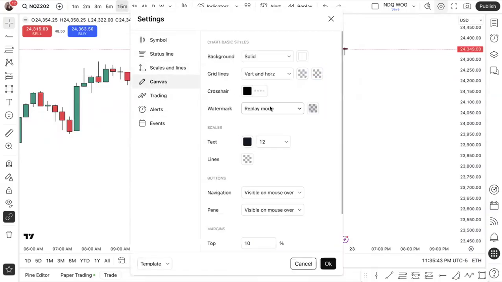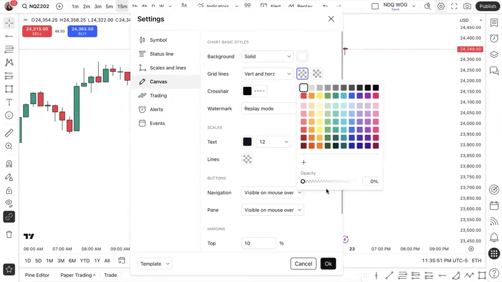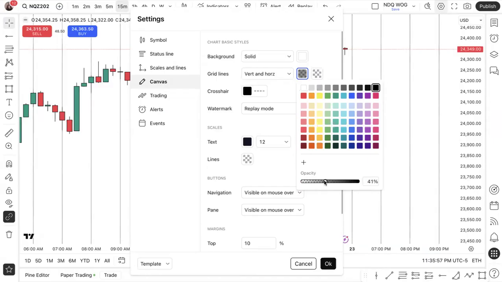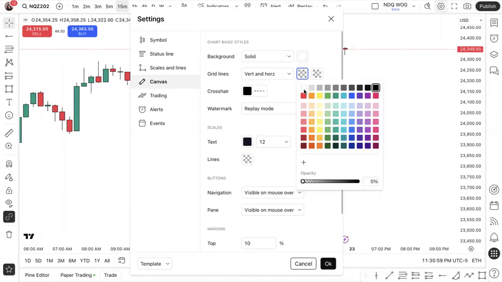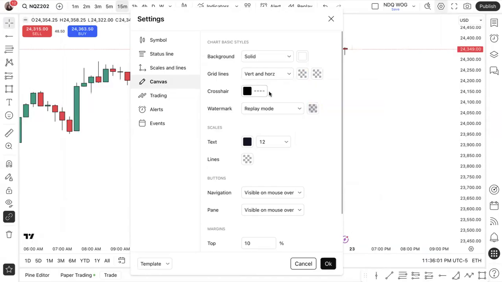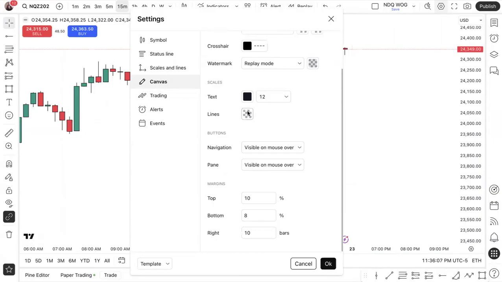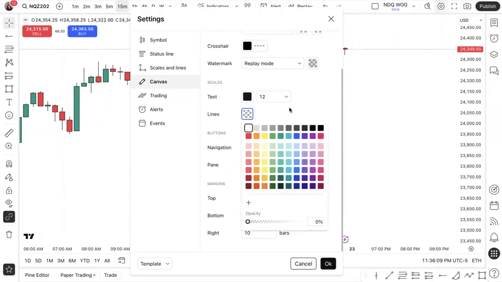For the canvas as well, the background, you want to make sure it's white. Vertical and horizontal lines, those are going to be here. Again, white with zero opacity. Otherwise, they would look like this, and you would have all these lines on your chart, which you don't need. So making everything white. Crosshair is just this little thing right here. You can make it whatever color, I just keep it on black. Text is black. Lines, once again, opacity zero.